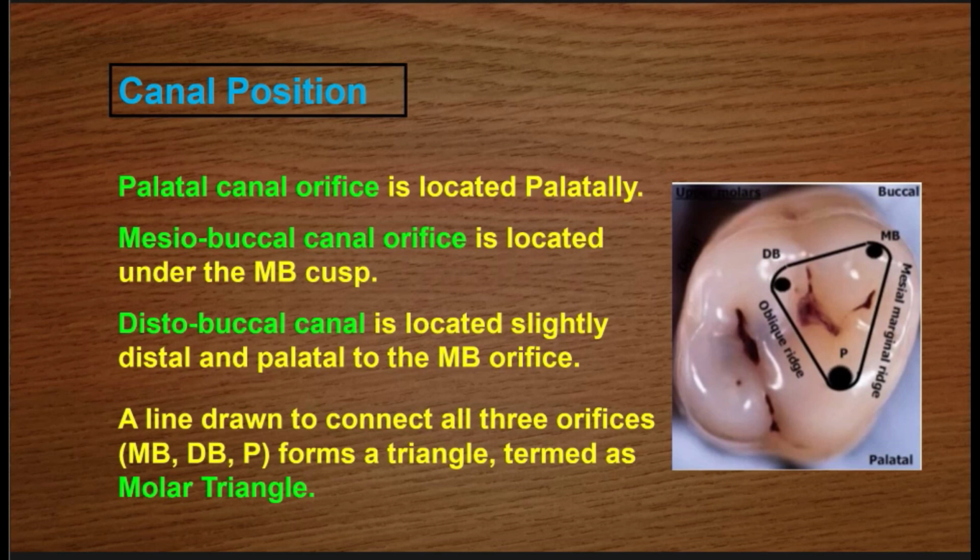Okay, no worries. We are giving you this idea that for the maxillary first molar, usually under the palatal cusp there is the palatal canal, under the mesiobuccal cusp there is the mesiobuccal canal, and if you make a straight line just before the oblique ridge, you will find the distobuccal canal a little bit lingual and a little bit distal. So if you come lingual and distal, you will find it here. Okay, like this. A line drawn to connect all 3 orifices forms a triangle termed the molar triangle. This is known as the molar triangle. All the root canals are present here.